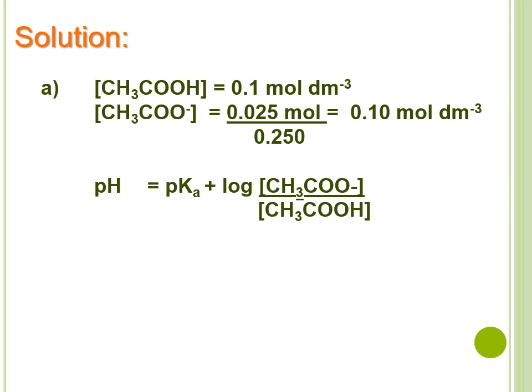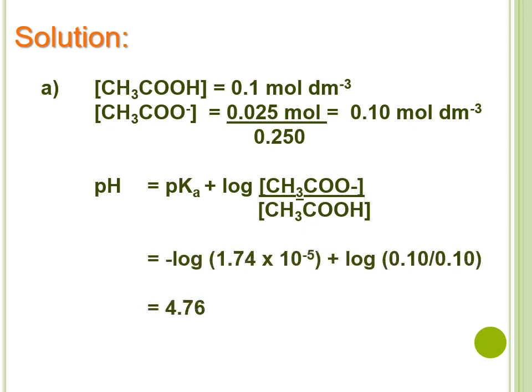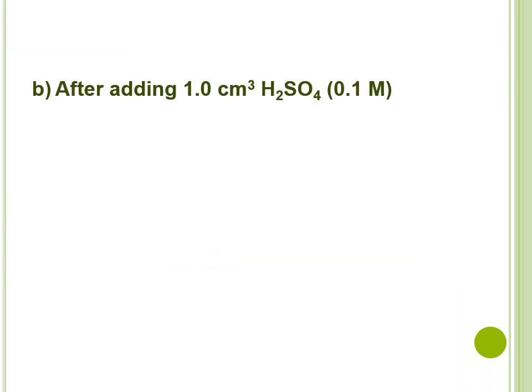Now we have to look at the formula, the Henderson-Hasselbalch equation. And we are going to insert the Ka, 1.74 times 10 to the power of -5, together with positive log 0.1 over 0.1. So this will make 4.76. The next step is we want to find the pH when we add a certain amount of acid.